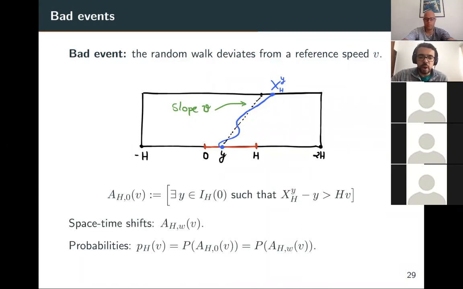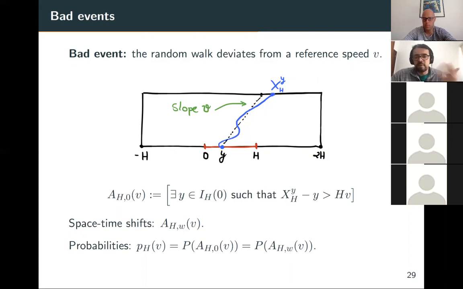And here is just the notation, like in Augusto's talk, I will call it A. When I want to change this reference point zero that you're seeing here to another space-time point W, I'll just mark it down in the event A. And by translation invariance, I can just define p_H of v as being the probability of this deviation event, regardless of the starting point, the reference point, zero or W, whatever.